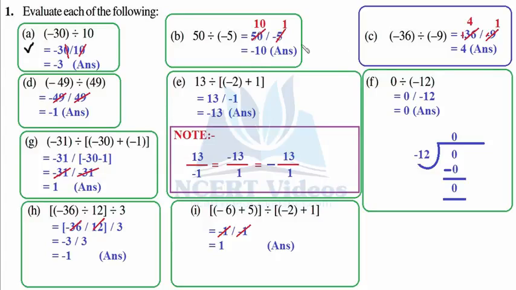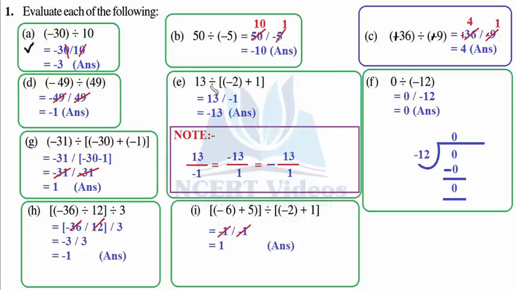Now C part, minus 36 divided by minus 9. Here the minus minus signs get cancelled out and it becomes positive, and 1 9s are 9, 4 9s are 36. Therefore the answer is 4. Now D part, minus 49 divided by 49. 49 cancels out, the minus sign is left, so the answer is minus 1.